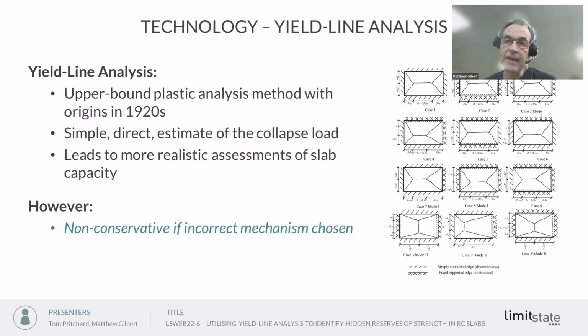The downside of it is if we apply it by hand and we choose the wrong mechanism, then we're going to end up with non-conservatism. So on the right-hand side, we've got various different possible mechanisms. Unfortunately, if there's another mechanism that we didn't look at in our analysis that's more critical, then we're going to overestimate the true capacity.